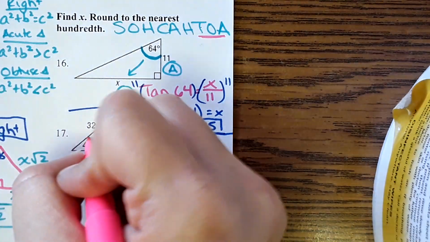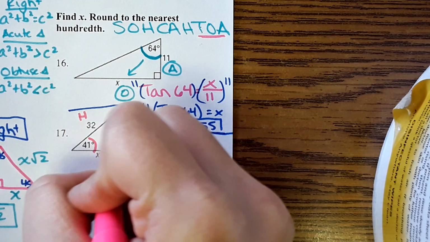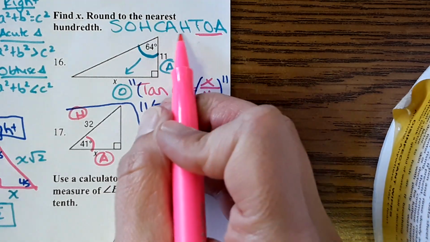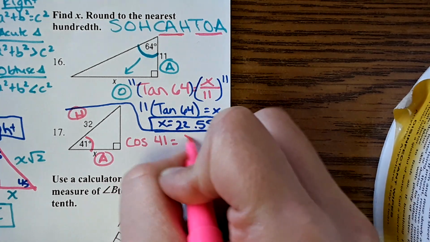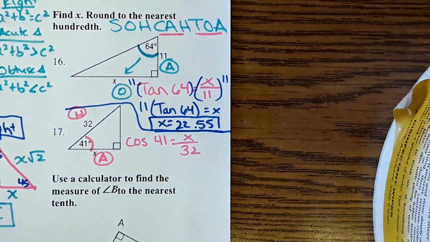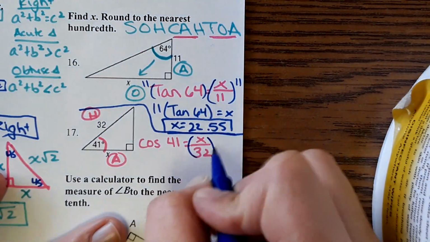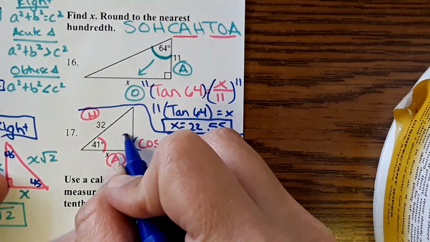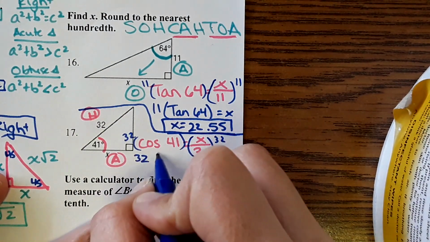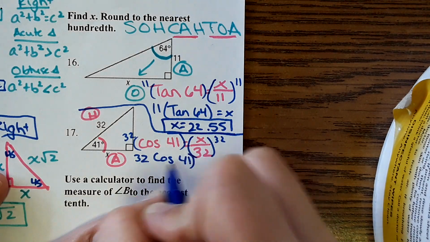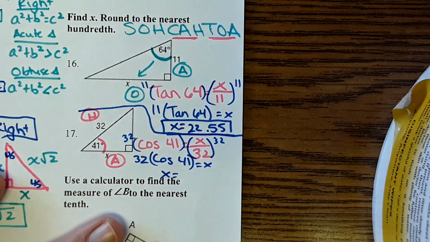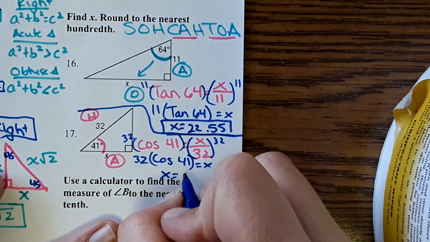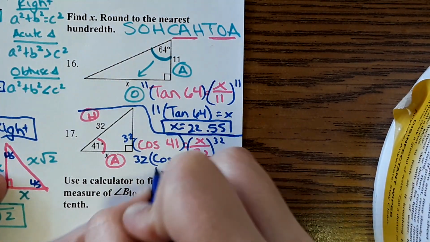Next one, angle, hypotenuse, and adjacent. So now we're using cosine. Cosine of 41 equals x over 32. Multiply both sides by 32. And x equals, once you plug it into a calculator, 24.15.